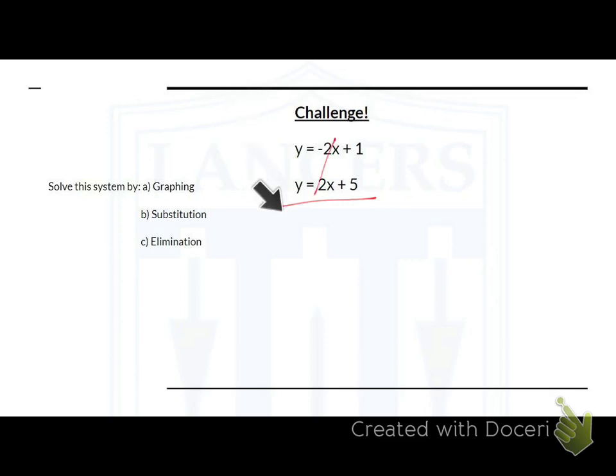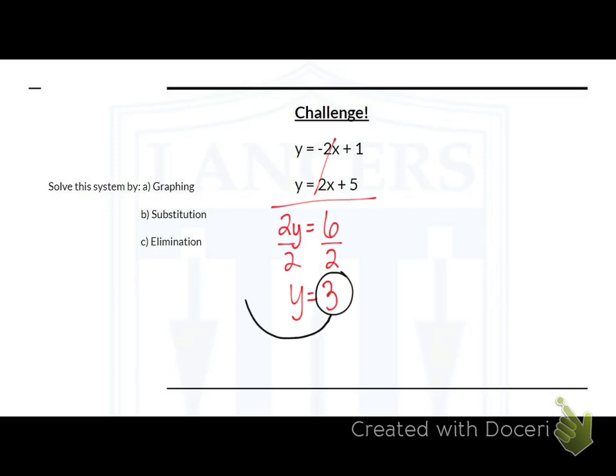So we can still do this with elimination. We still just add down our columns. So y plus y would give me 2y. We leave the equal sign where it is. The x is eliminated. So we've got 1 plus 5, which is 6. So even though the setup is a little bit different, we've still got our x's and y's lined up. Next, we have to solve for y by dividing. Y would equal 3.